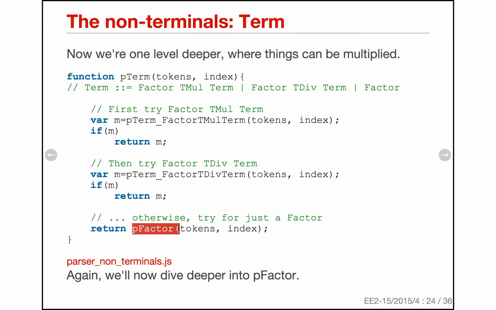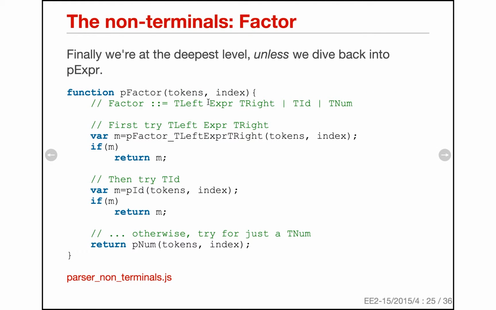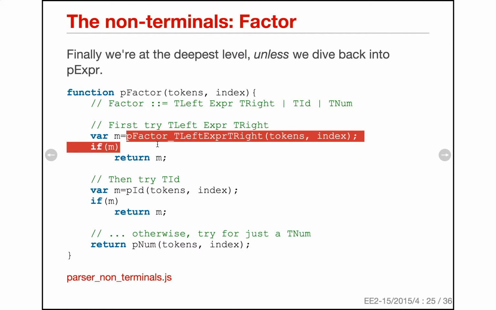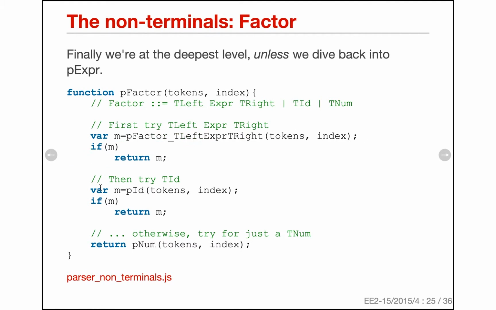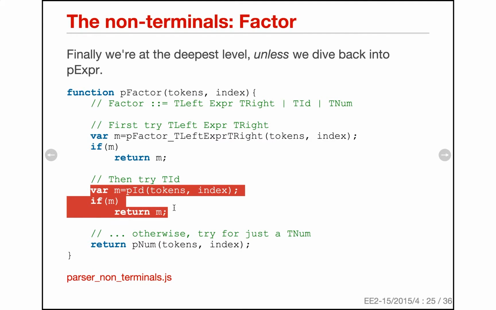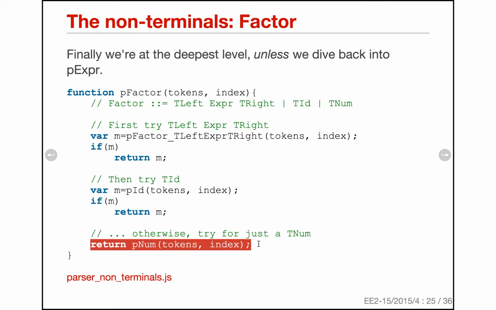Then we can go into p_factor. So this is the final level for our expressions. It can either be a bracketed expression, an identifier, or a number. So we try going for the bracketed one first. If it matches, return. We try for our terminal thing, and if that matches, we return. Otherwise, the final thing it could be is a number, and whether it matches or fails, we return that.